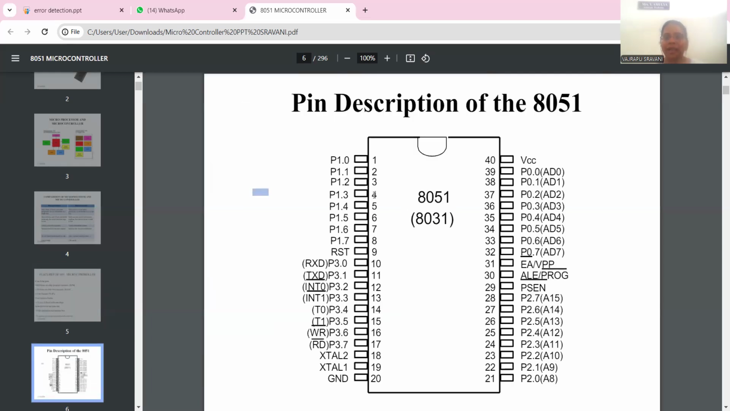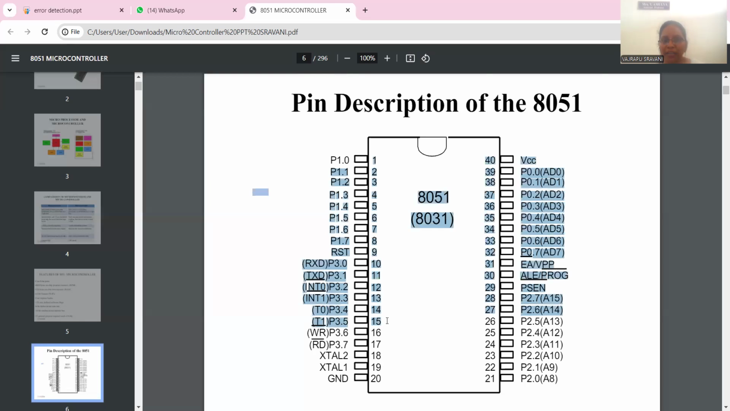Next, I am explaining the pin diagram of the 8051. So this is the pin diagram of the 8051. The 8051 was developed by the Intel Corporation in 1981. This is an 8-bit microcontroller. So here these are the pins.